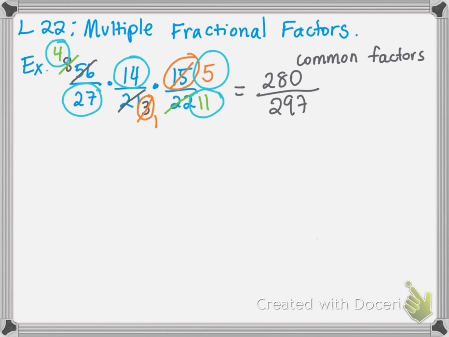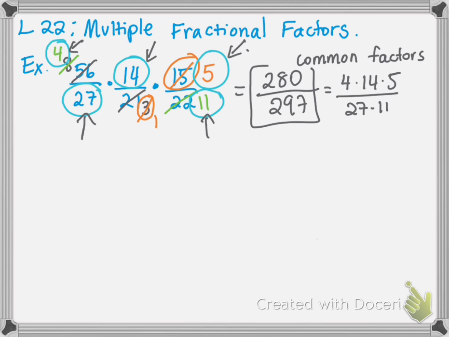And that's it. Now you might ask, teacher, but should we reduce? Well, there's nothing we can reduce. And how do we know? Because the factors we have on the top are none of the factors that we have on the bottom. So there's nothing that is shared between the two of them. If we write it in a different way, 4 times 14 times 5 and 27 times 11, there's nothing common there, so there's nothing we can simplify. So this is our final answer.